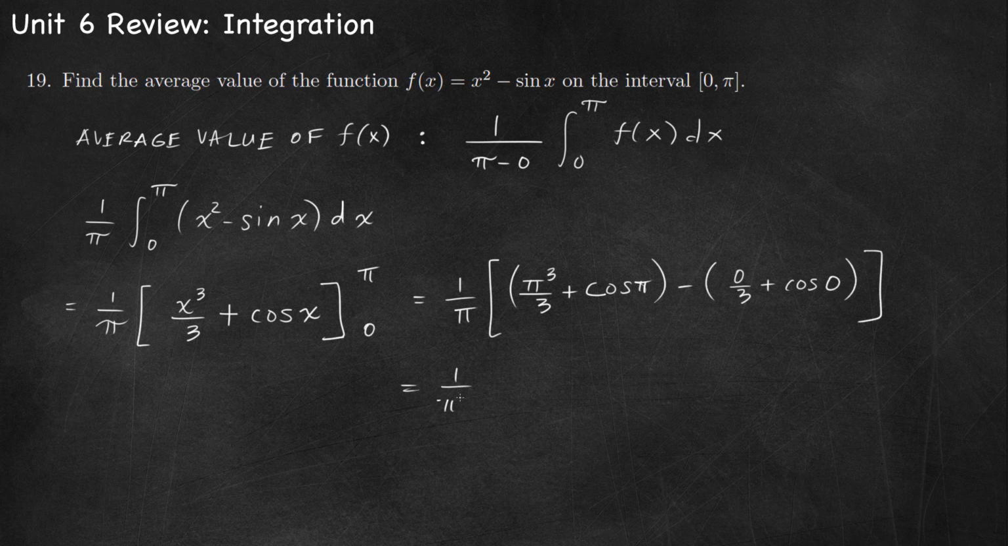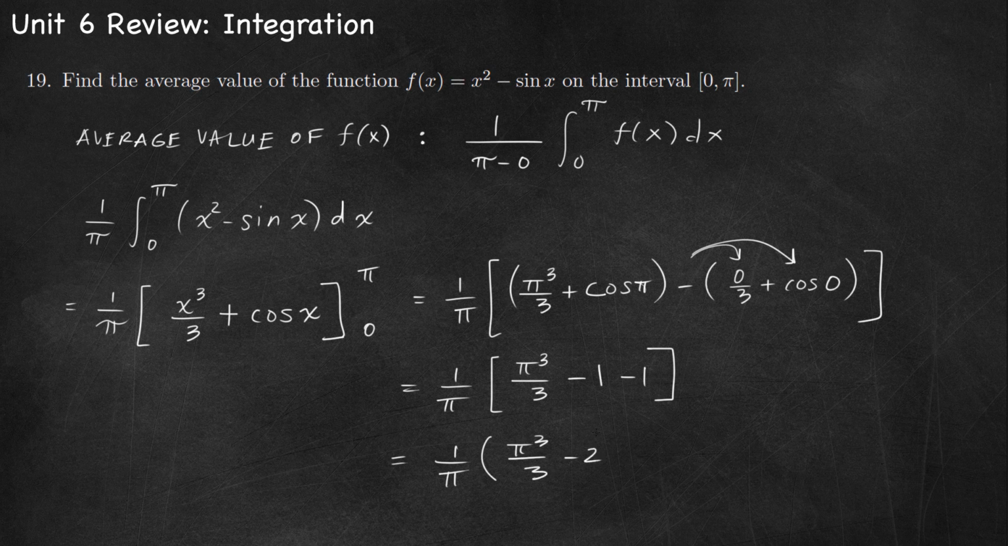Okay, so 1 over pi times pi cubed over 3. The cosine of pi is negative 1. And then we need to distribute our negative here. 0 over 3 is 0, so minus 0. The cosine of 0 is 1, and so then minus 1. So 1 over pi times pi cubed over 3 minus 2, and if we distribute the 1 over pi, we get pi squared over 3 minus 2 over pi. That's the average value of our function on the interval from 0 to pi.